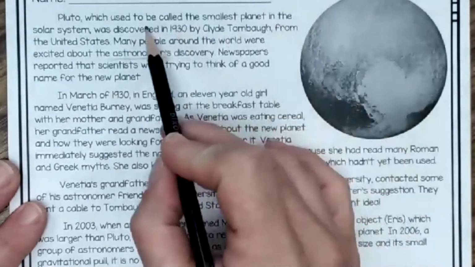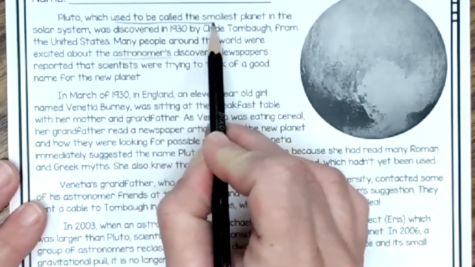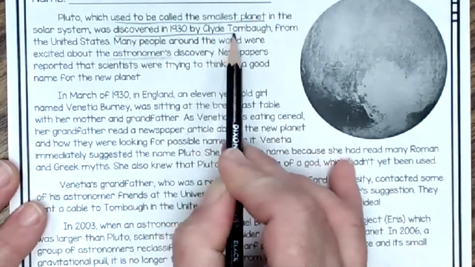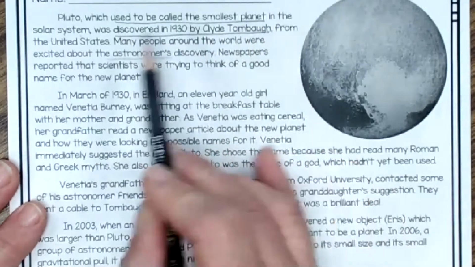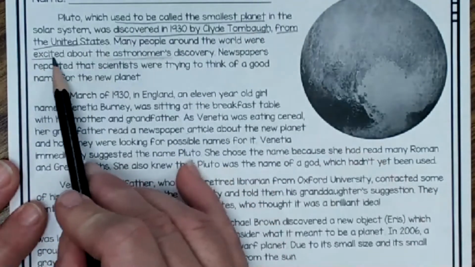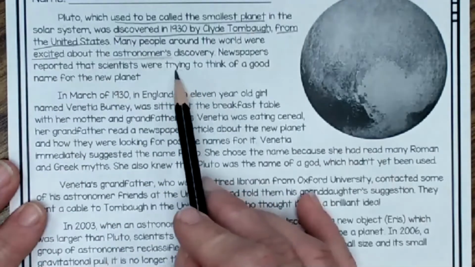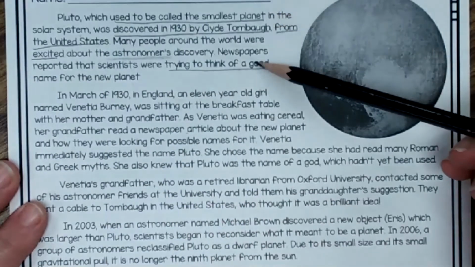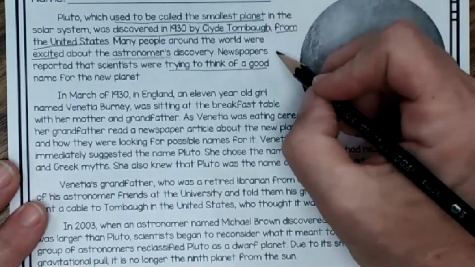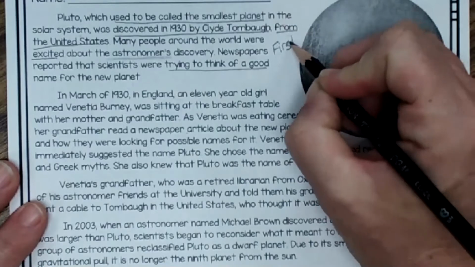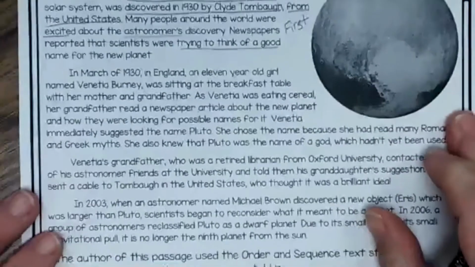Okay, so I notice it says it used to be called the smallest planet. Was discovered in 1930 by Clyde Tombaugh. Oh, he's from the United States. That's pretty cool. Okay, people are excited and they're trying to think of a good name. So this is what happened first, because we are putting things in sequential order or chronological order.